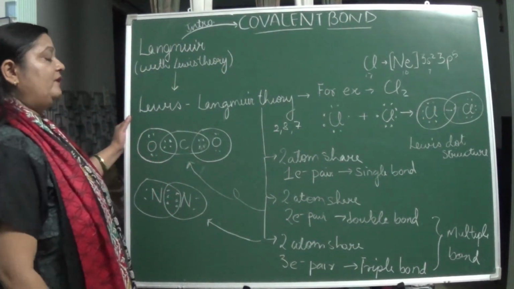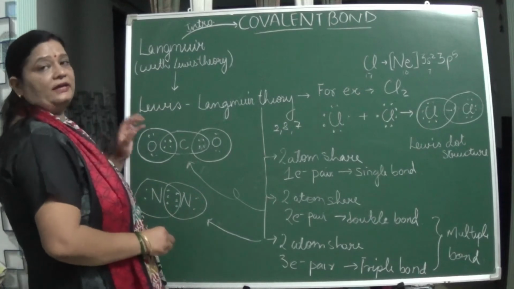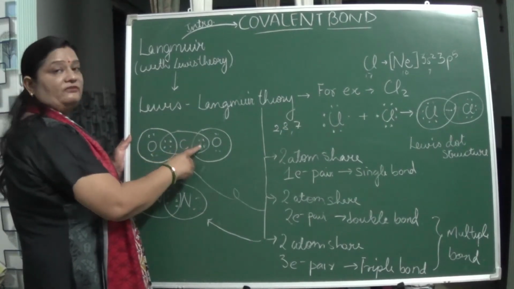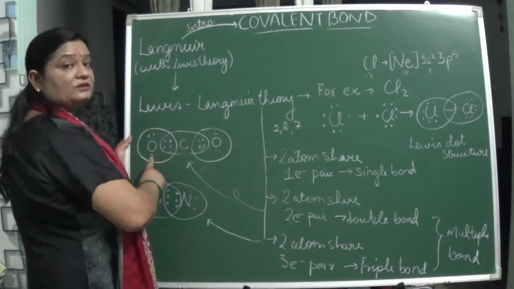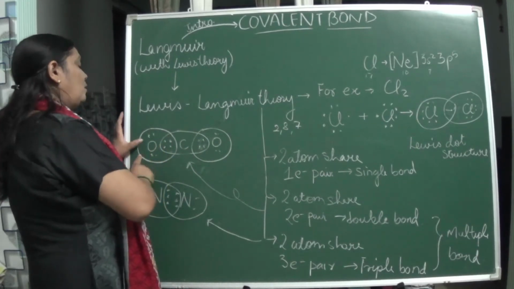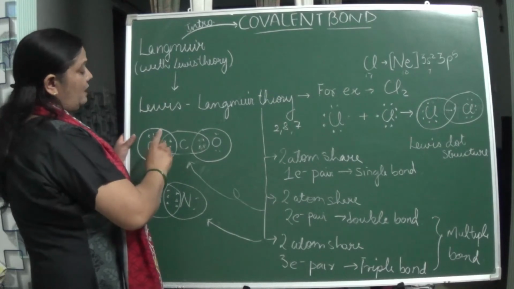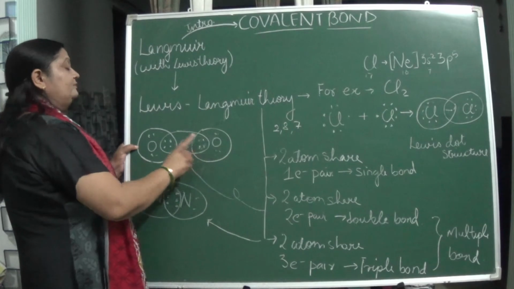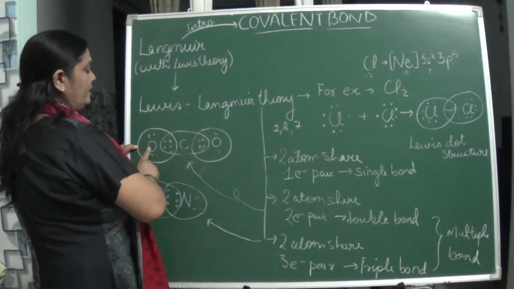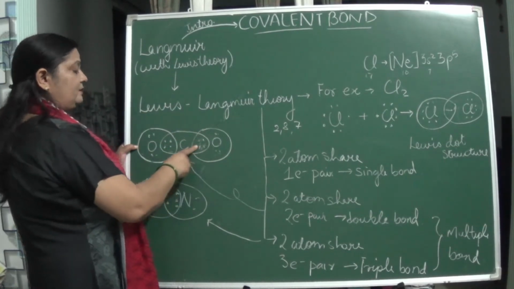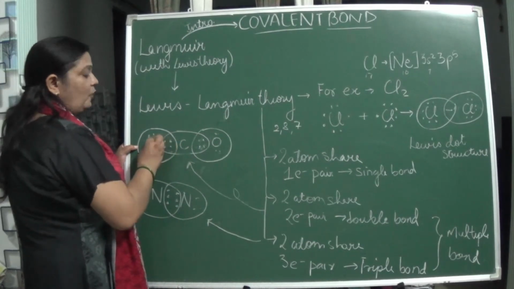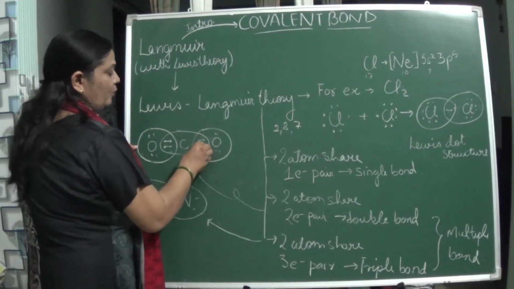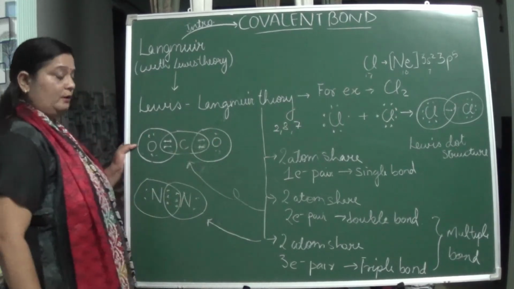Now when we come to the double bond, take the example of carbon dioxide. Carbon has 4 electrons in its valence shell, oxygen has 6. Oxygen needs 2 electrons, carbon needs 4 electrons, but here 2 atoms of oxygen are there. From here it is taking 2 and from here it is taking 2, and as a result a double bond is formed. So this type of covalent bond is a double bond.